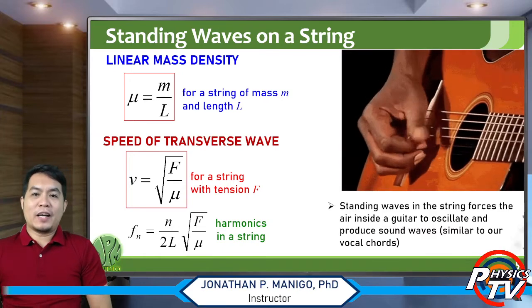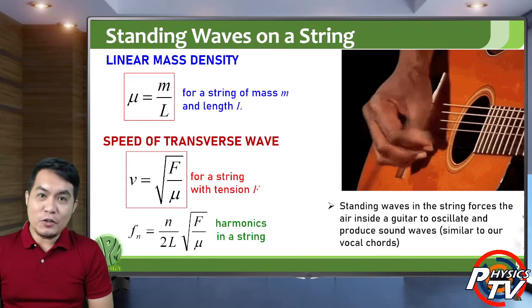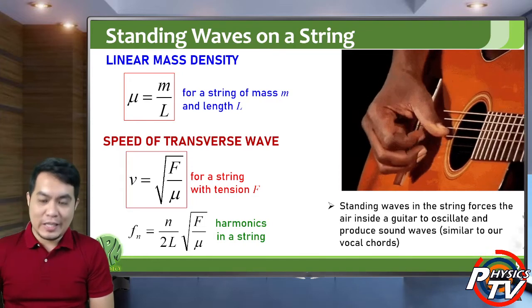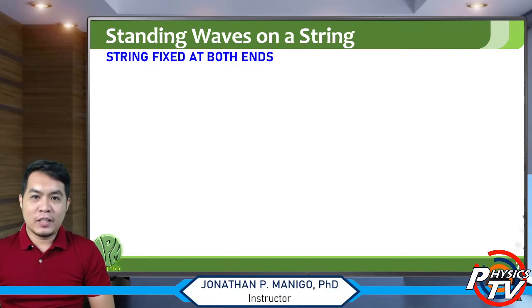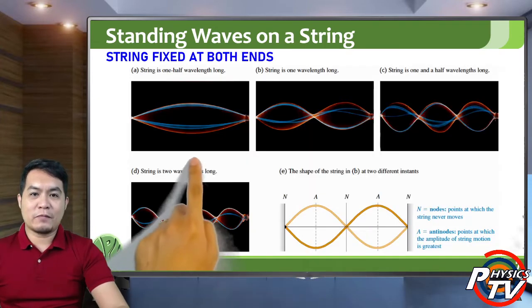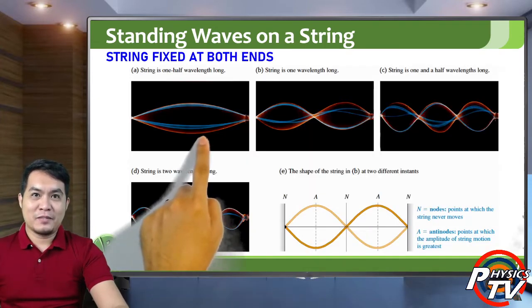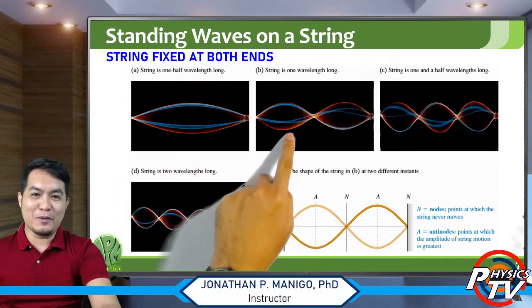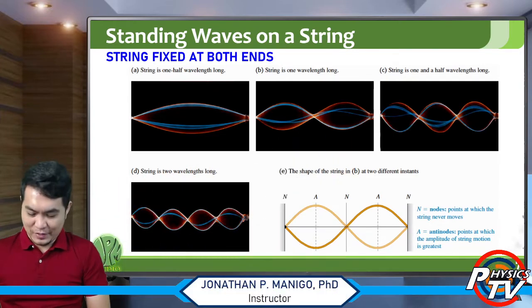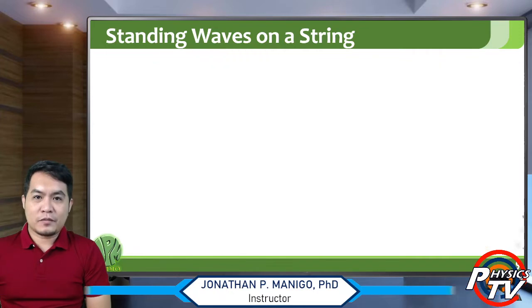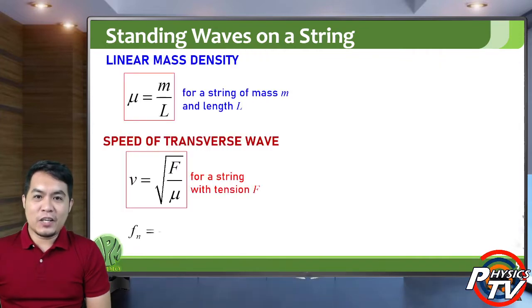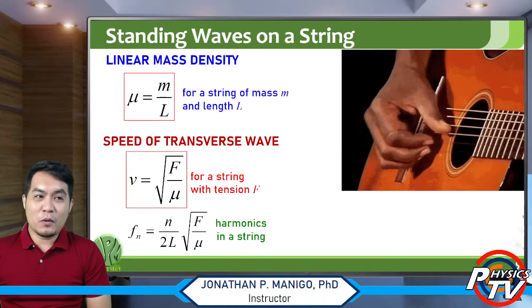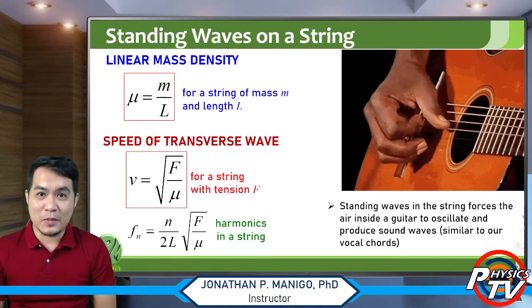So a guitar string usually only vibrates in the fundamental frequency F1. If we go back, the guitar string will just vibrate in this manner, unless your guitar is very, very loose, then maybe you can see F2. The tension in the guitar is usually adjusted so that it will only vibrate in the fundamental frequency.